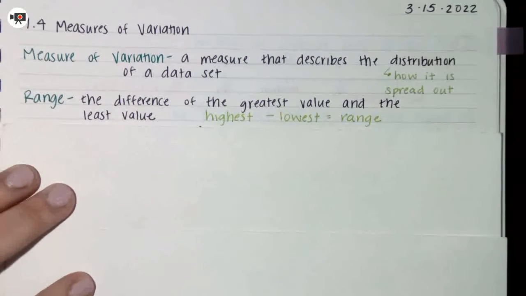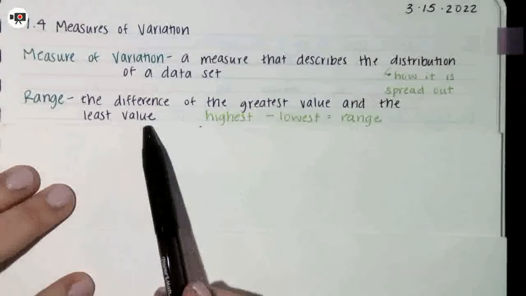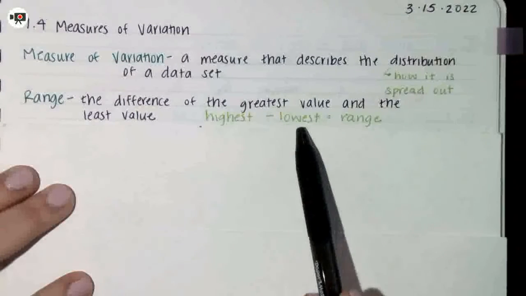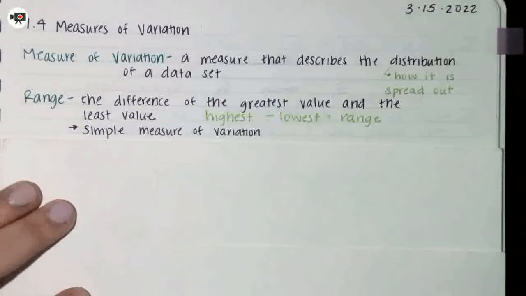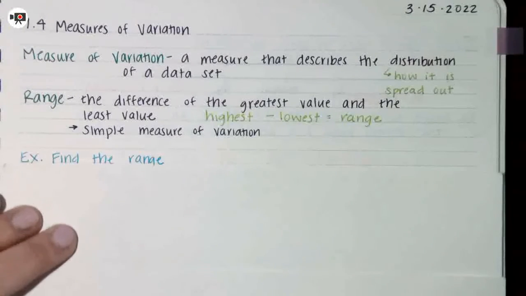The range is the difference of the highest value and the least value. So you take the highest minus lowest, and that is the range. This is a simple measure of variation.